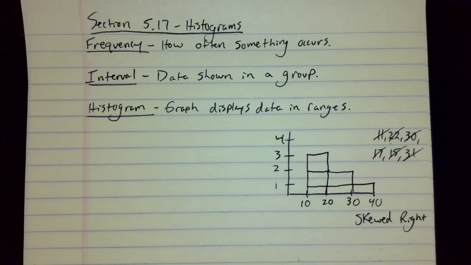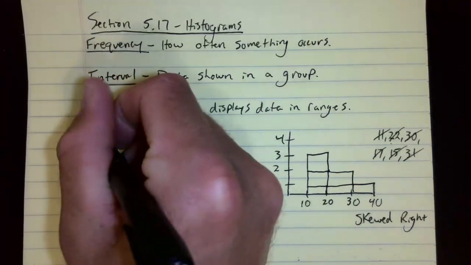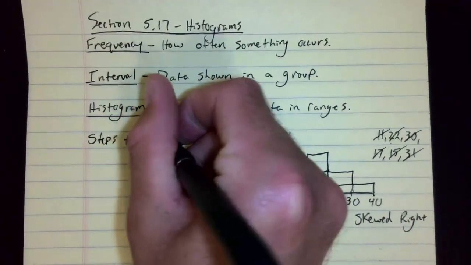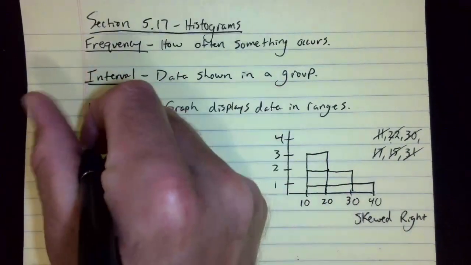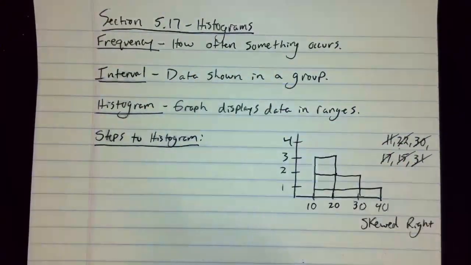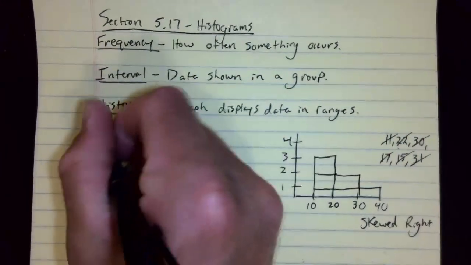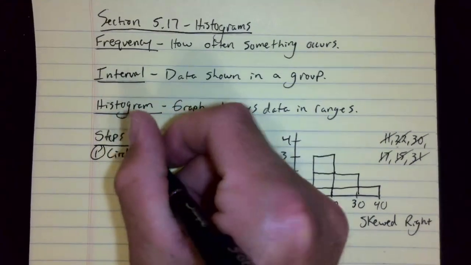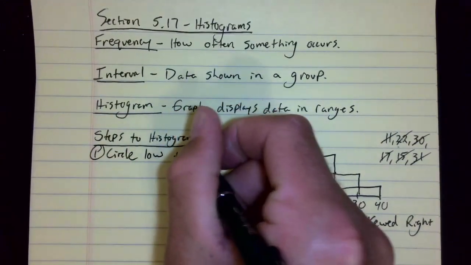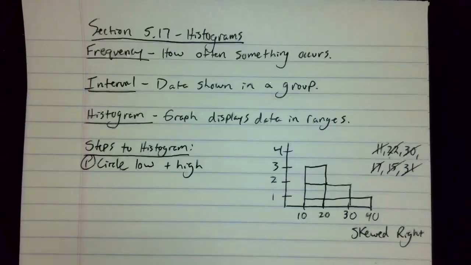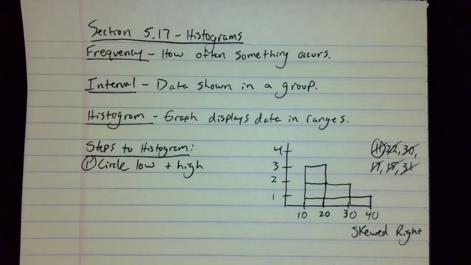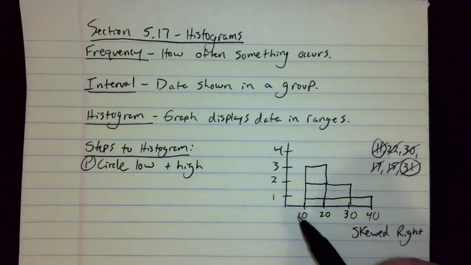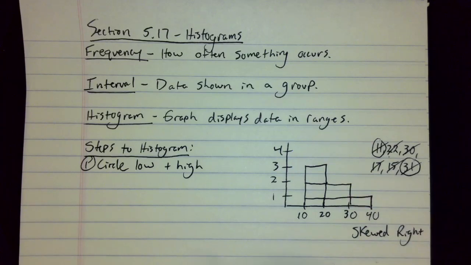That's it. So, there are 3 simple steps to a histogram. Step 1 is to circle your low and your high. So right here, your low, we would say that's 11. And your high, that looks like it's 31. So now you know what range to create your numbers.